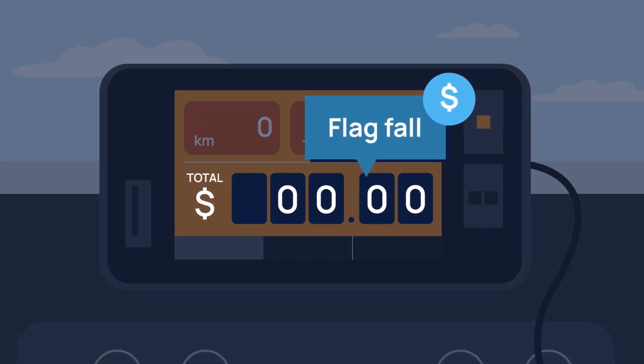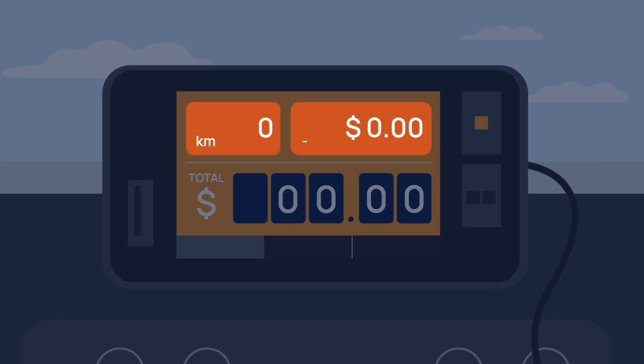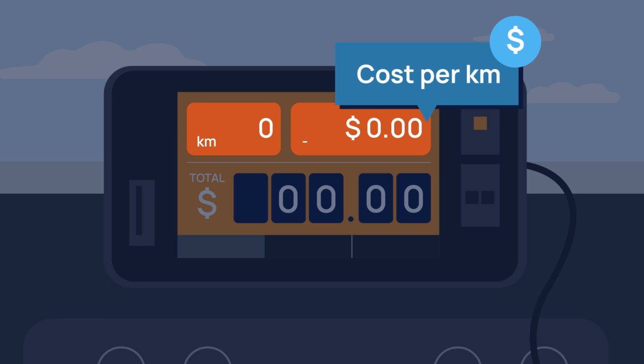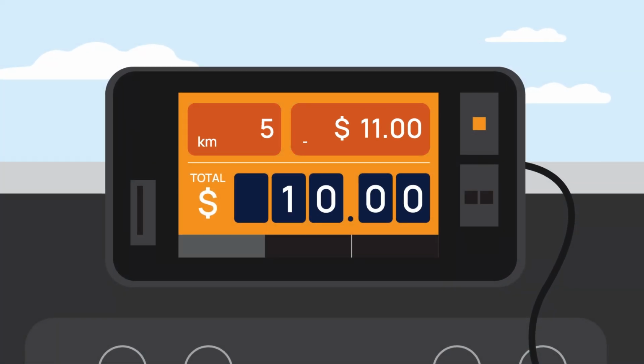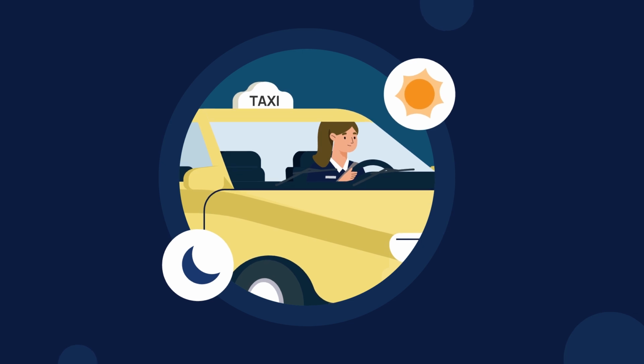Flagfall. This is a flat fee the driver charges to come to you. On top of the flagfall is the cost per kilometre. This is a charge for every kilometre you travel. There are also rates for different times.